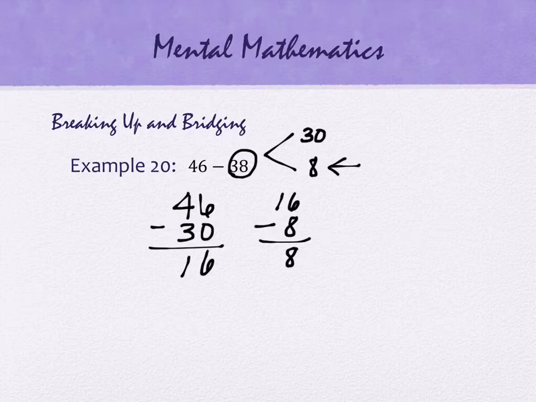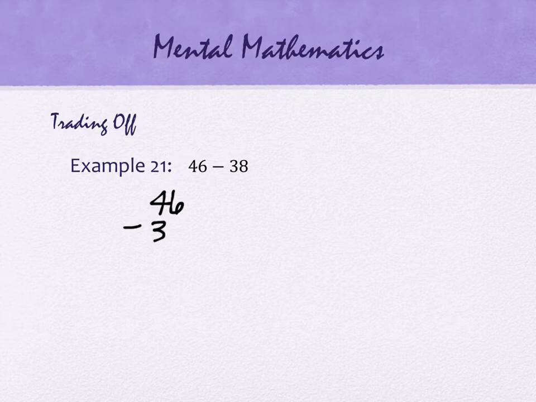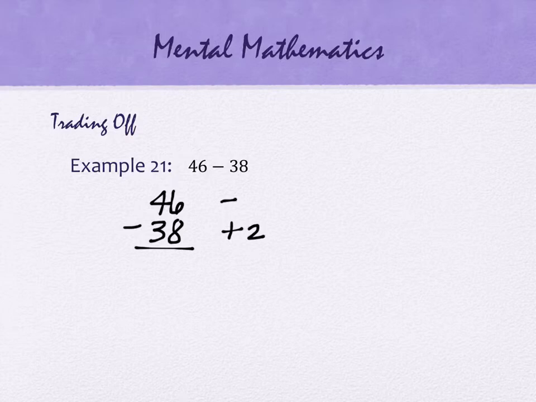The next one you've already seen before. It is trading off, but we also had another name for it before. We called it equal additions. So we'll remind you what this is. The idea is no borrowing, right? So what would I have to do so that I don't have to borrow here? Add 2 on the bottom. And with equal additions, or trading off with subtraction, this means I add 2 to the top.